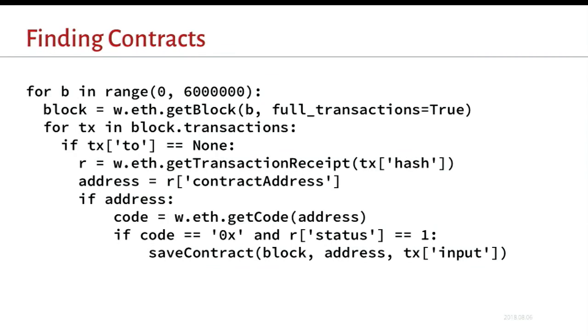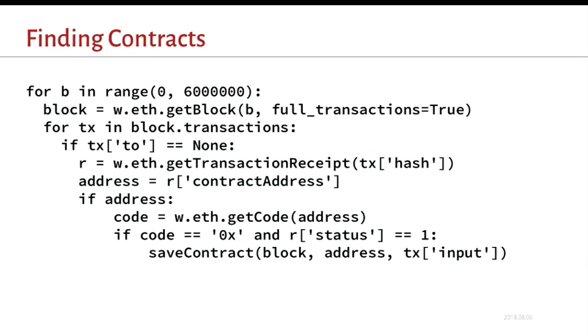So here's finally some actual code. This is how you iterate over every block. We pass a flag to say full transactions equals true. This just prefetches all the transaction data that we're going to need anyway. For each transaction, we get the receipt. If there is a contract address field in the receipt, we know that a new contract was created.